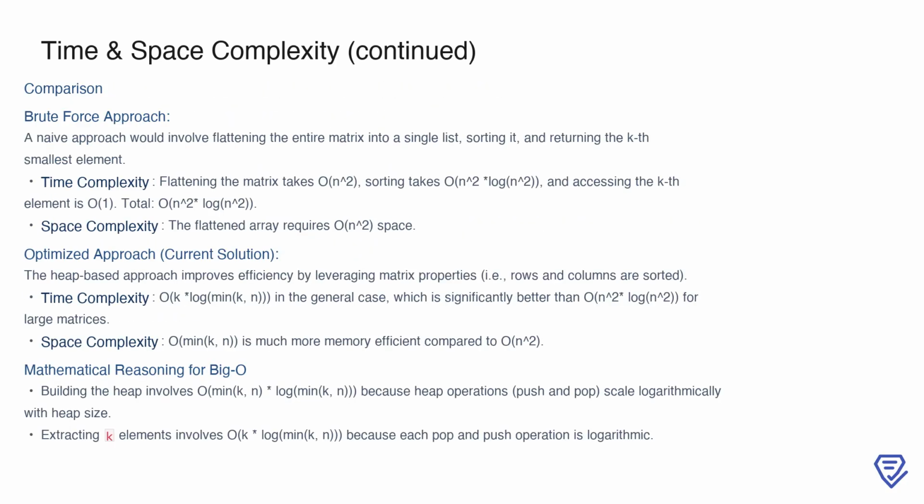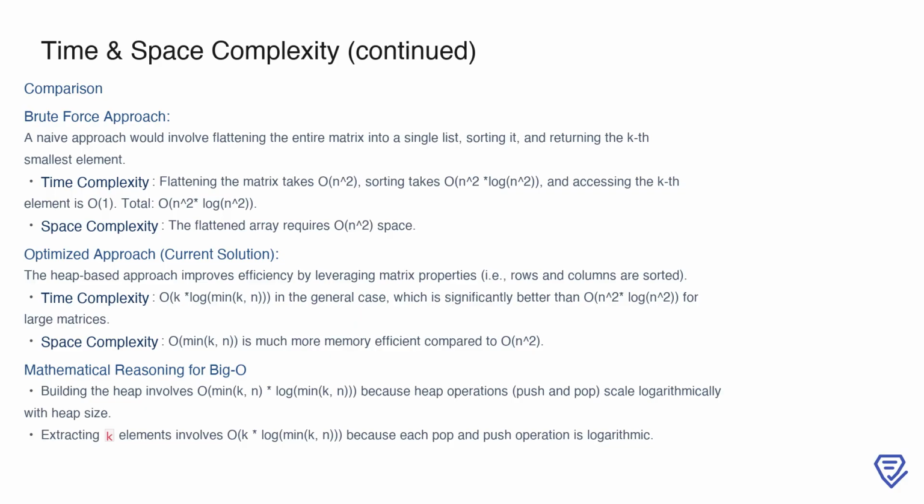To understand the efficiency of this approach, let's compare it to the brute force method. A naive approach would involve flattening the entire matrix into a single list, sorting it, and then accessing the kth smallest element. Flattening takes O(n squared), while sorting the flattened array adds O(n squared * log(n squared)). This makes the total time complexity O(n squared * log(n squared)). Moreover, the flattened array requires O(n squared) space.